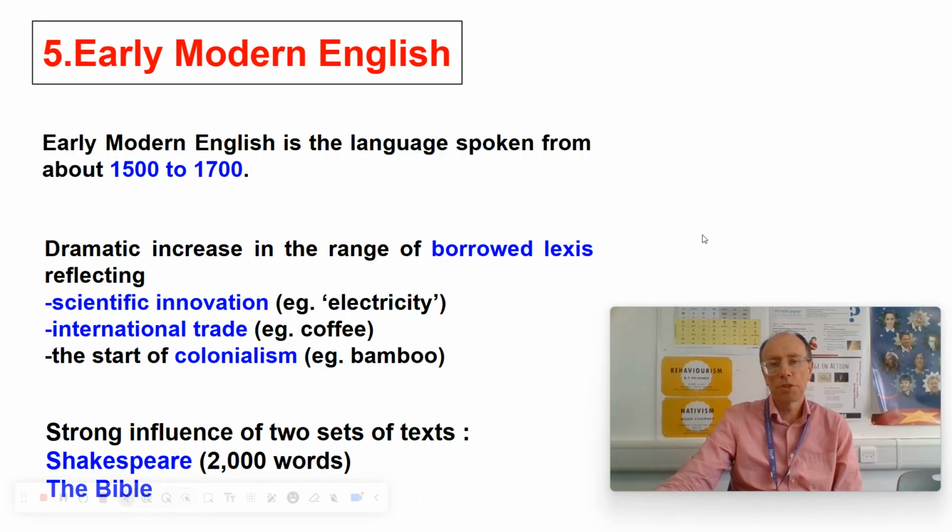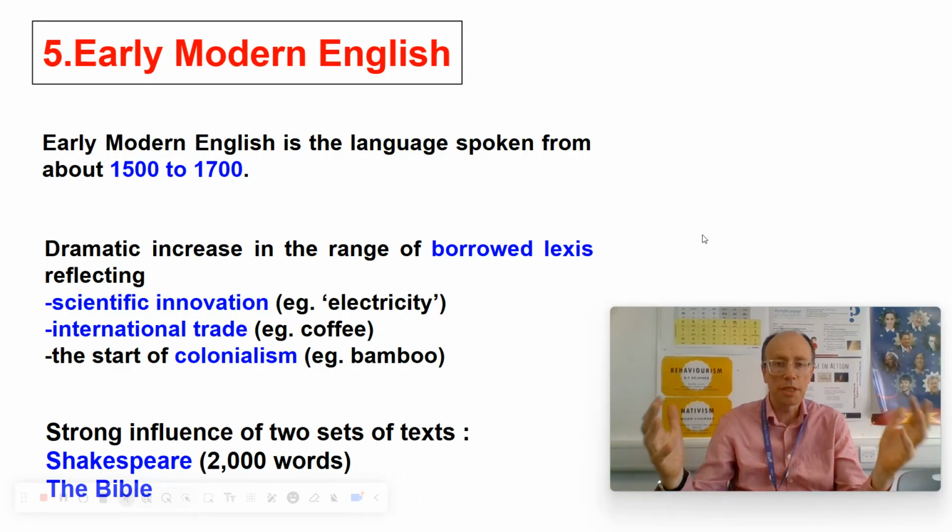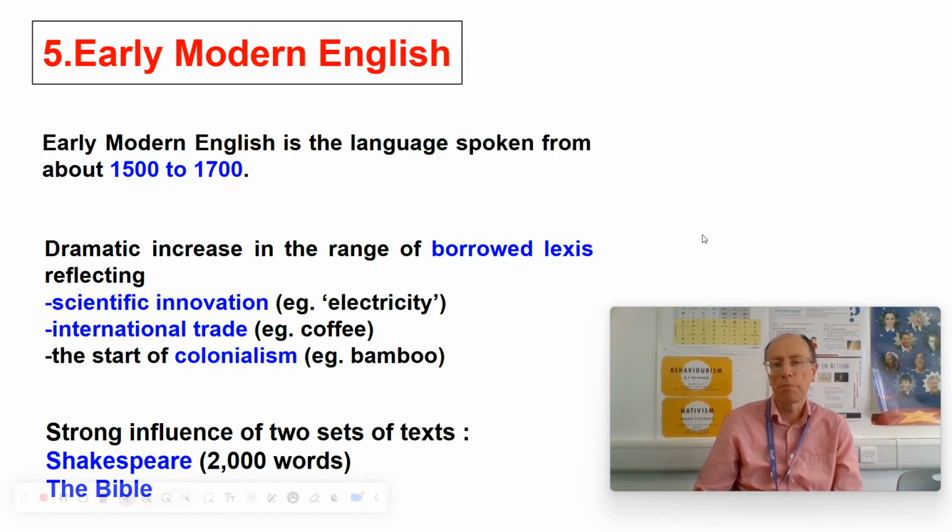And in this period also, we have strong influence from two sets of texts. So we've got Big Bill, we've got William Shakespeare, 1564 to 1616. So in his 37 plays, there are various neologisms. So something like 2,000 words come into the language. First citation in Shakespeare plays. Words like, and I've got some written down here, lonely, critic, swagger, and bedazzle. 4 words that are first citations in Shakespeare plays.